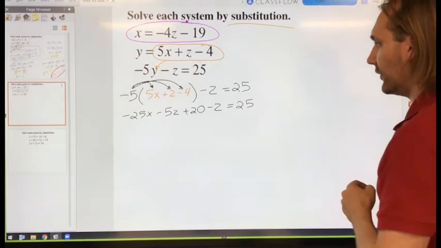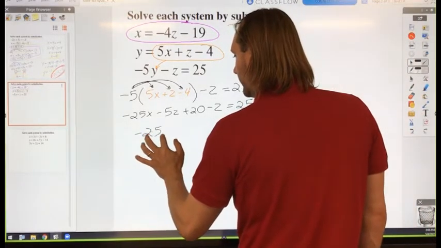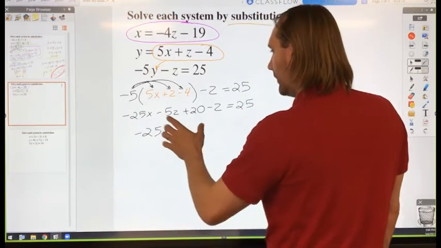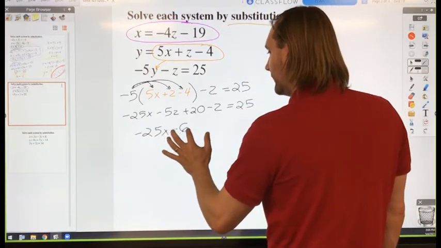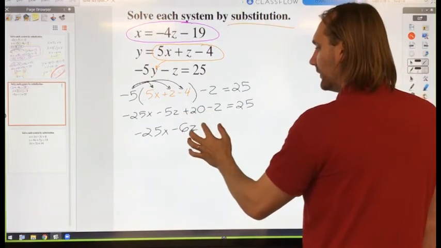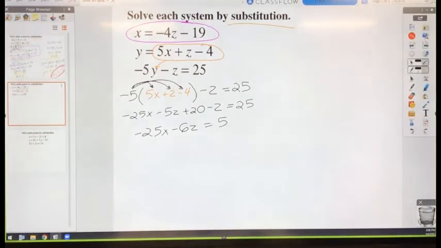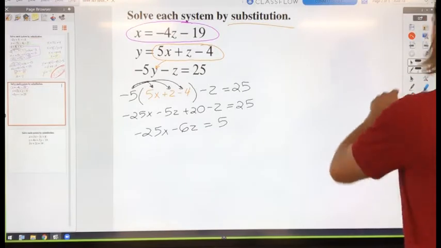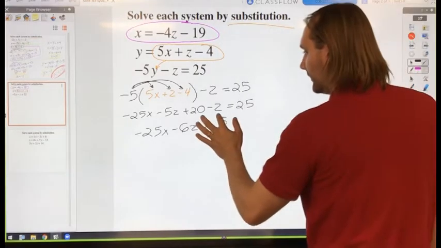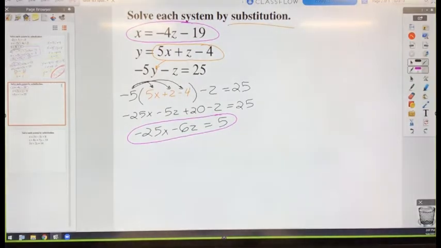Let's combine our like terms. I have a negative 25x. With the z's, I have a negative 6z. And I'm going to move this 20 over. That's going to give me 5. So subtract 20 on both sides. 25 minus 20 is 5. This is going to give me my second equation that involves just an x and a z.